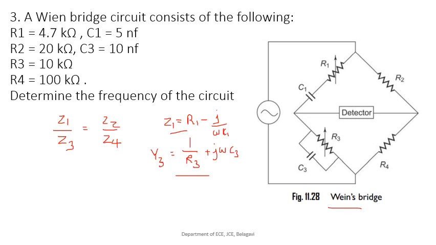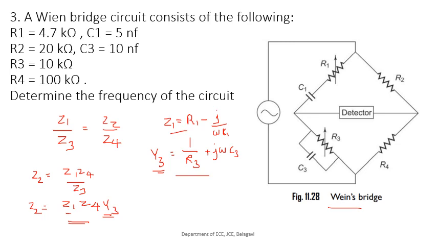Then we will solve for Z2. So Z2 is equal to Z1 Z4 divided by Z3. Now Y3 is equal to 1 divided by Z3, so what we can do is Z1 Z4 Y3. Z is impedance, Y is admittance, so they are reciprocals of each other. So you can write Z2 is equal to Z1 Z4 into Y3.